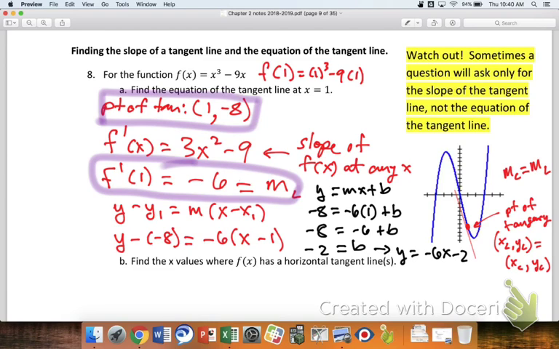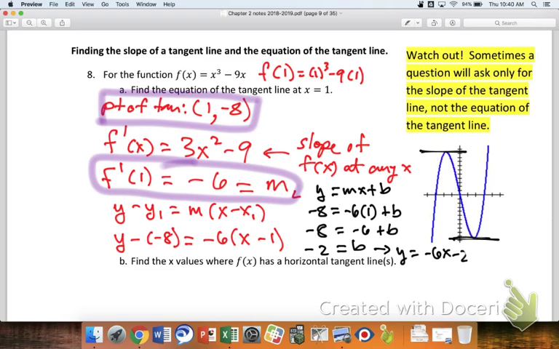So here we go. Let's do B. Is it okay with you guys if I just erase all this stuff over here real quick? Because I want to use the graph again. B says, find the x values where f of x has a horizontal tangent line, or maybe tangent lines. We've talked about this a little bit when we drew the derivative graphs. Just looking at that graph of F, how many horizontal tangent lines would you guess it has? Two. Wouldn't you see one right here and another one right about there?